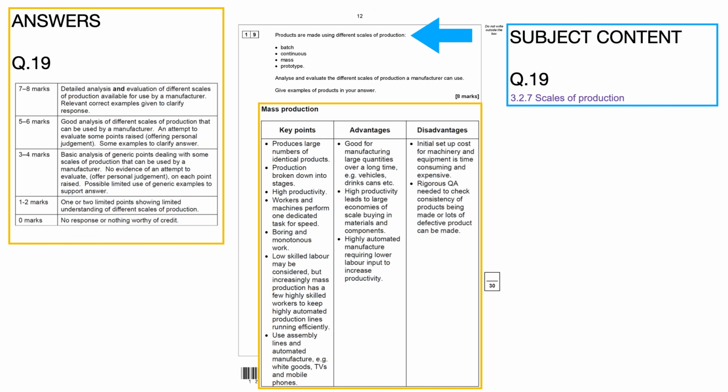Just looking at the top bullet points. So mass production produces large numbers of identical products. It's good for manufacturing large quantities over a long time. For example, some vehicles, drinks cans. But the disadvantages are the initial setup cost for machinery and equipment is time consuming and expensive. So pause the video and make some additional notes, ensuring that you write some examples too.